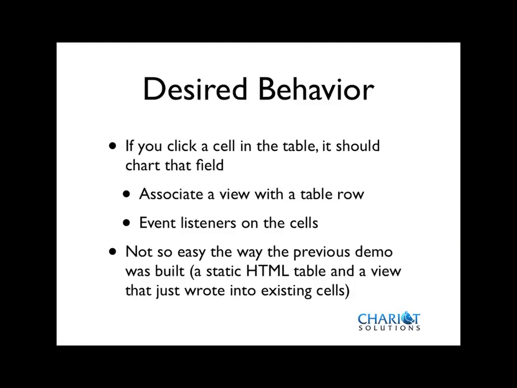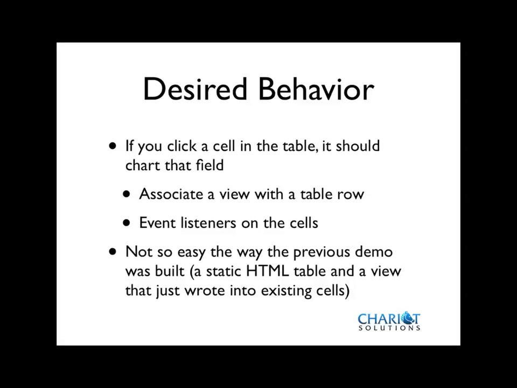So again, what we're looking for is we click a cell on the table, it charts that view. So we've got to have some kind of event listeners on the cells that you could click. And then we need to be able to have a view associated with that table row so that it can set up those listeners. And when you look at what I did before, where I laid out all the table in HTML, and then I was just poking values into different cells, it doesn't really work well with this approach. There's not a good way to put event listeners on the cells and to associate the views with the cells.